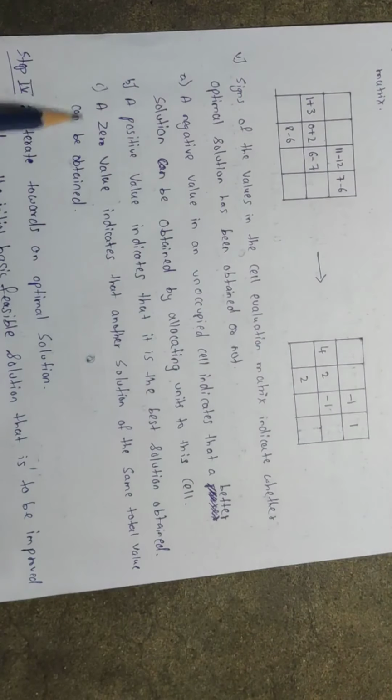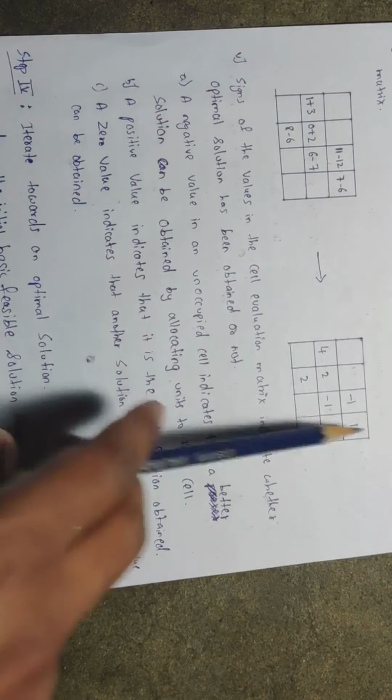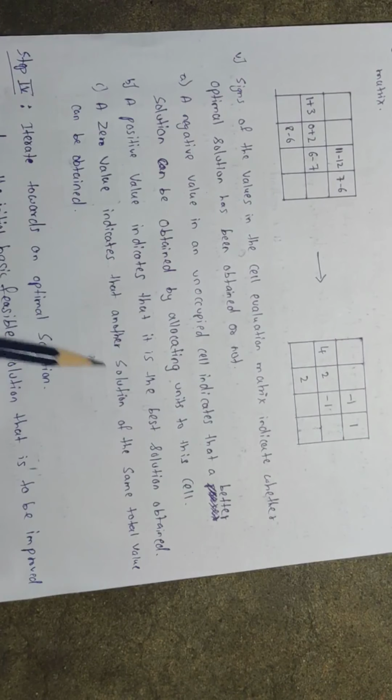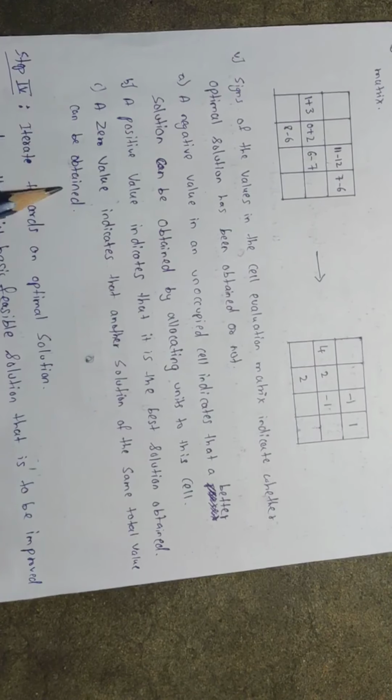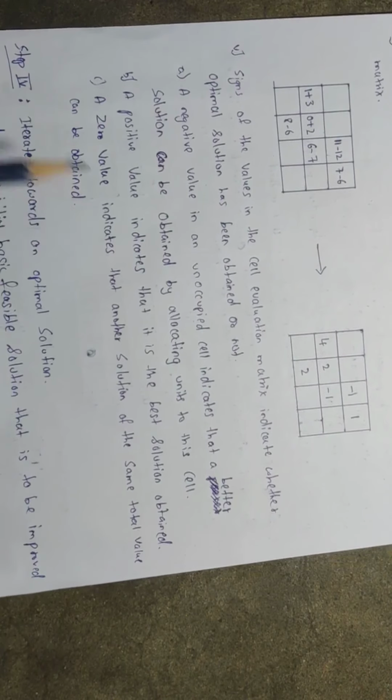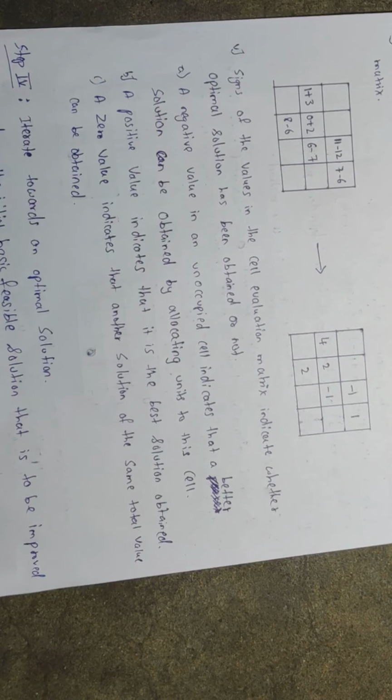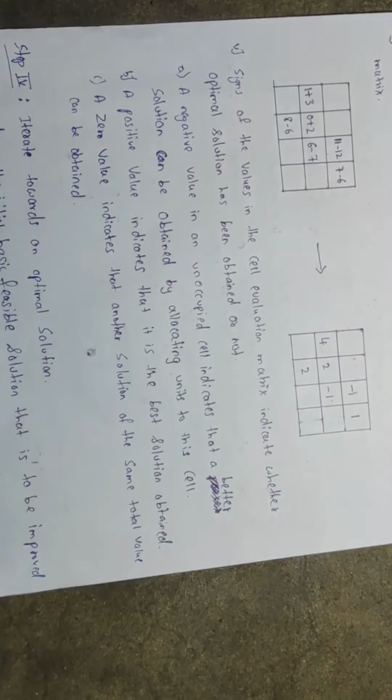The third thing: if a zero value is coming, it indicates that another solution of the same total value can be obtained. So you can neglect the third step because it is not going to alter my solution or the cost I'm going to get. But if positive and negative values are coming, then those are going to alter it. So if a positive value is coming in all the cells, then it is the best solution you obtain.